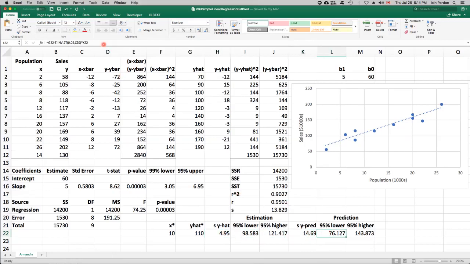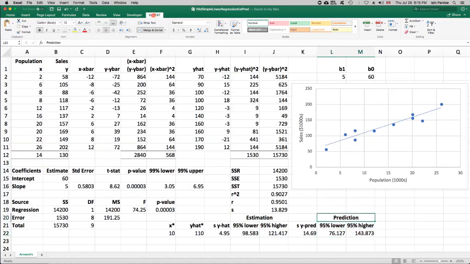But then we form the interval in the usual way, get a critical value from a t-distribution, multiply by the standard error to give us a margin of error, subtract it from y hat to get the lower bound, and add it to y hat to get the upper bound. And you'll see that this interval is much wider than this interval. And we're 95% confident that quarterly sales for this specific restaurant in this specific town with a student population of 10,000 people will be between $76,127 and $143,873.